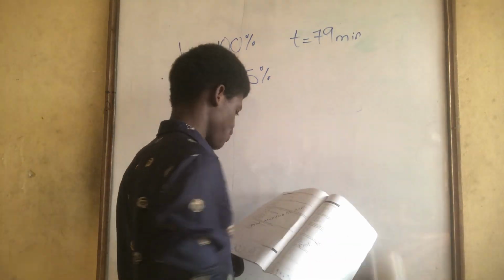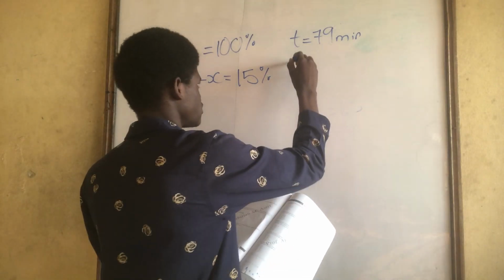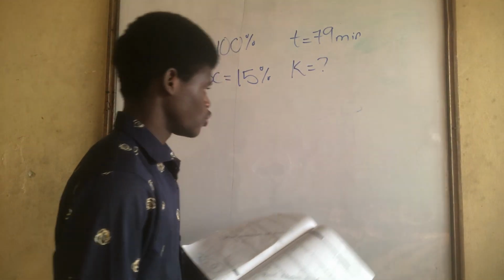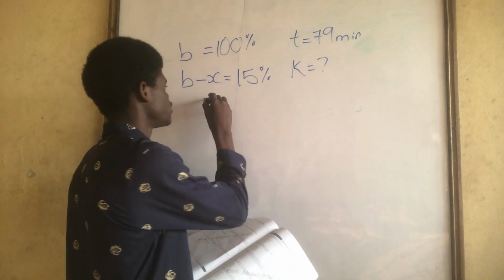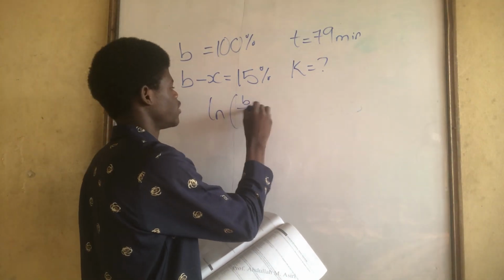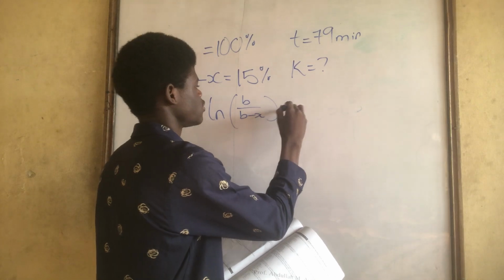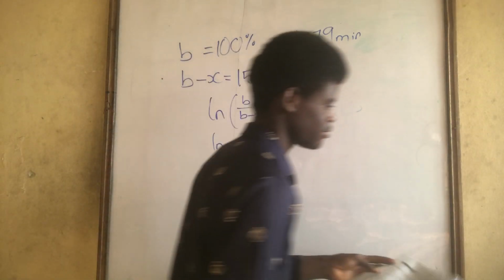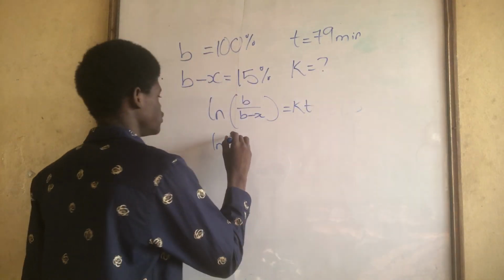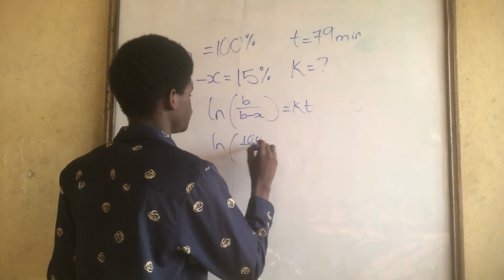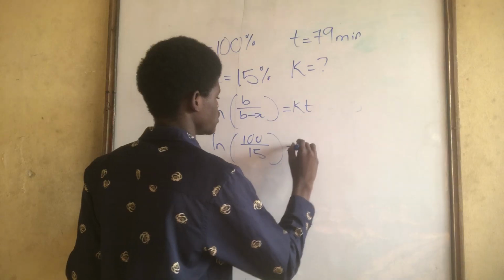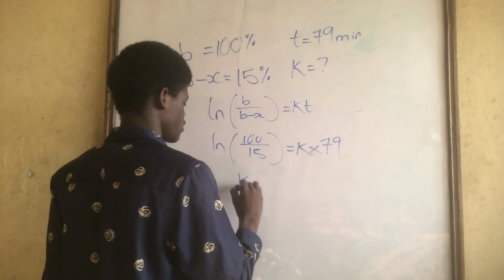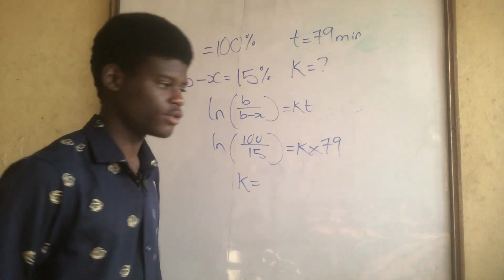Then they said, determine the rate constant. They're asking us to find the rate constant at 760 Kelvin. Since this is a first order reaction, the integrated rate law we are going to use is ln B over B minus X is equal to KT. So we just have to fill in everything. B is 100, so that's ln 100 over 15 is equal to K times 79, and we'll solve for K.